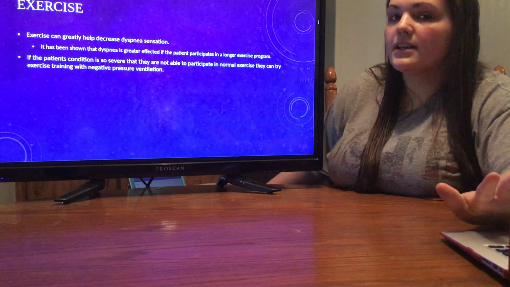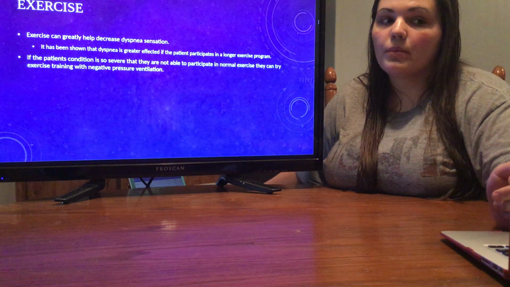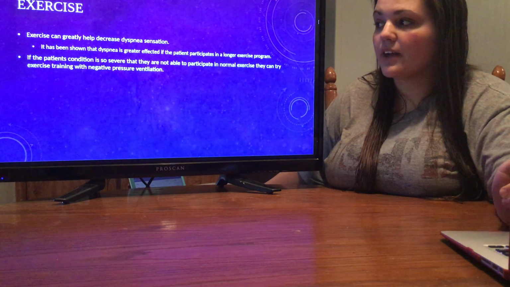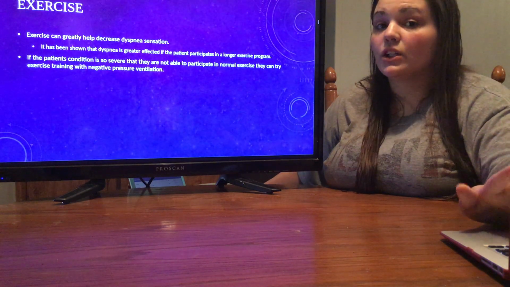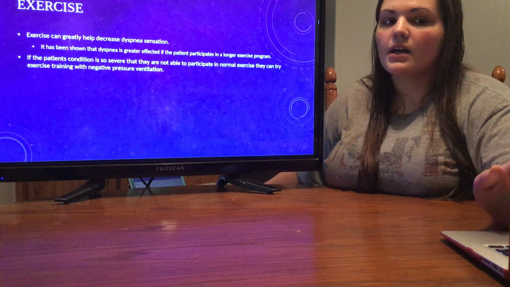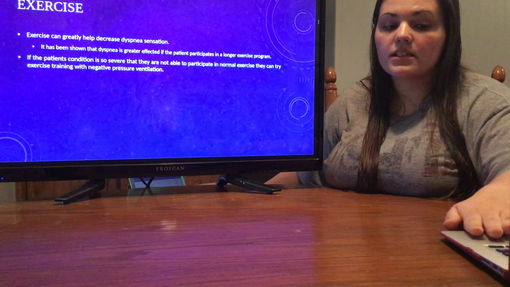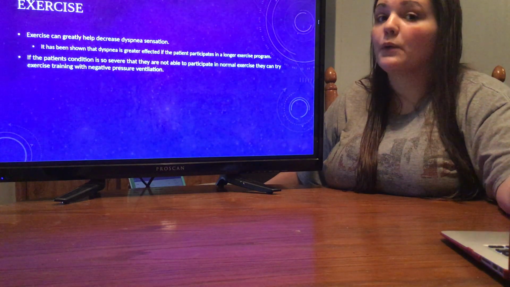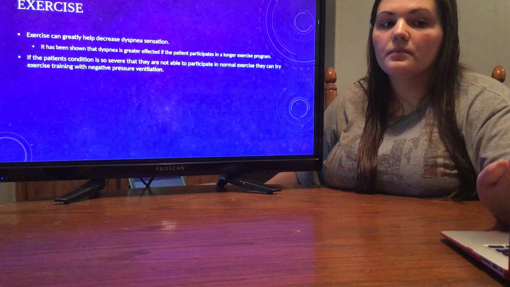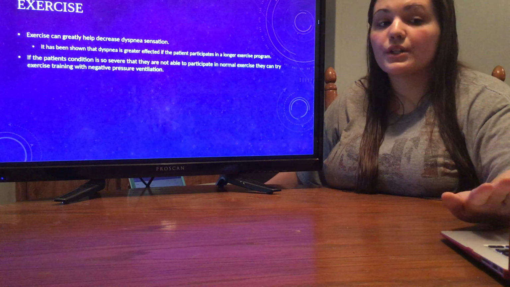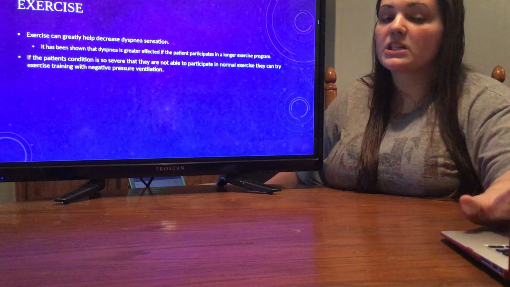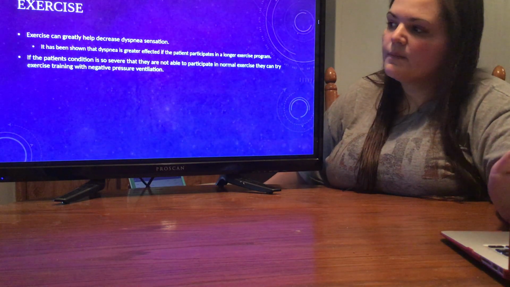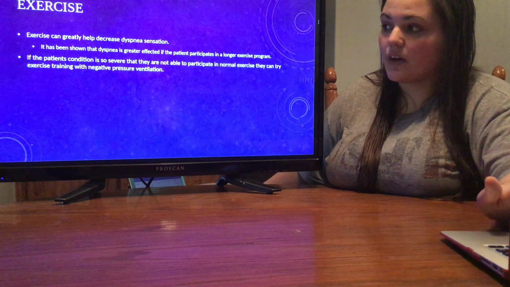Most importantly, exercise. Exercise can greatly help decrease dyspnea sensation, and it's been shown that dyspnea is more greatly affected if the patient participates in a longer exercise program. There have been studies that put patients in a 6-month program versus a 9-week program, and it's been shown that the ones doing the 6-month program have a much better outcome due to the prolonged time of exercise. So that has been seen often.